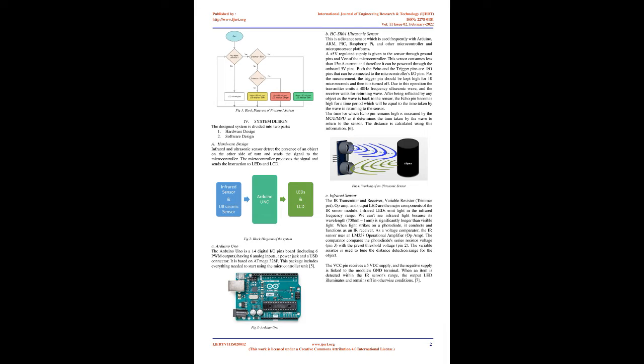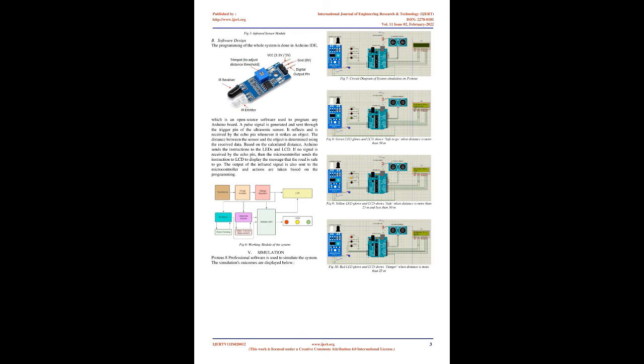LEDs of different colors glow according to the distance between the turn and the object to alert the driver. An identical setup will be placed on the other side of the road to increase the overall accuracy of the system. This system is efficient and can be implemented easily on the sharp turns of mountainous roads to avoid accidents. The speed of sound waves in air is 343 m/s, which is equal to 29.1 microseconds/cm. As a result, the following formula is used to determine the distance.